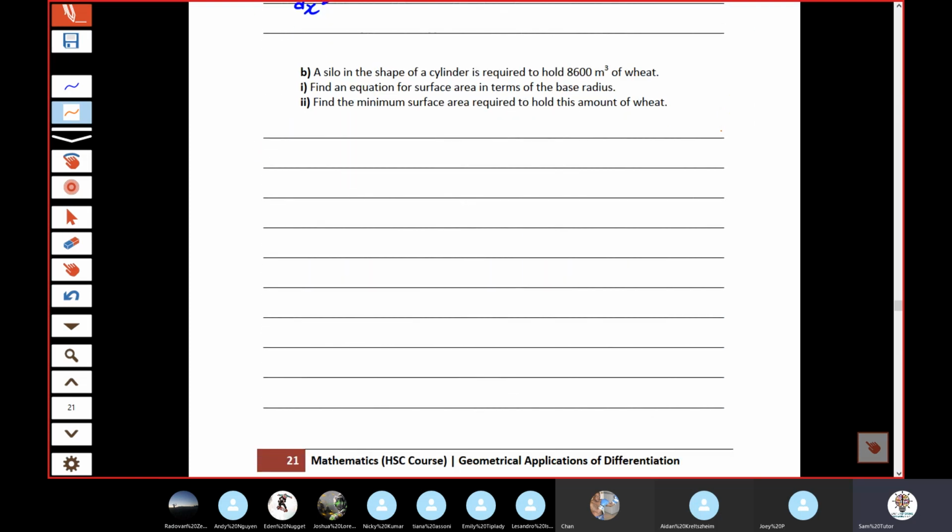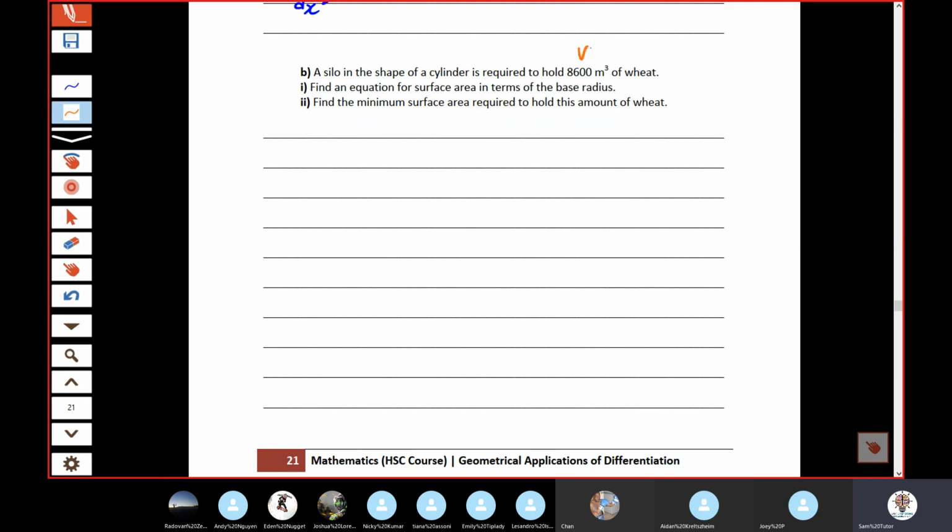A silo in the shape of a cylinder. Don't stress what a silo is. It just tells you it's a cylinder essentially. A silo is usually meant to be a cone, but anyway, a silo in the shape of a cylinder is required to hold 8,600 cubic meters of wheat. That means what? What letter is that? V. I like that. There we go.